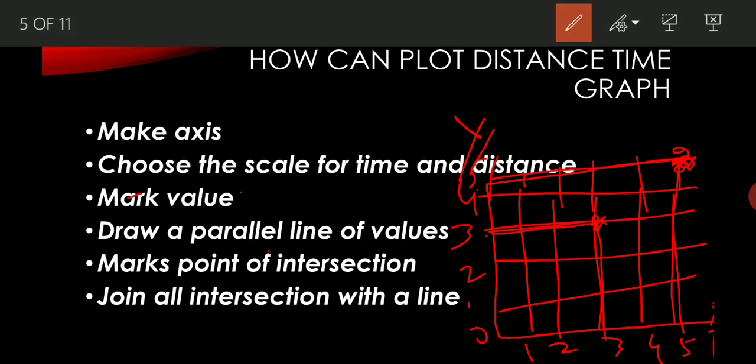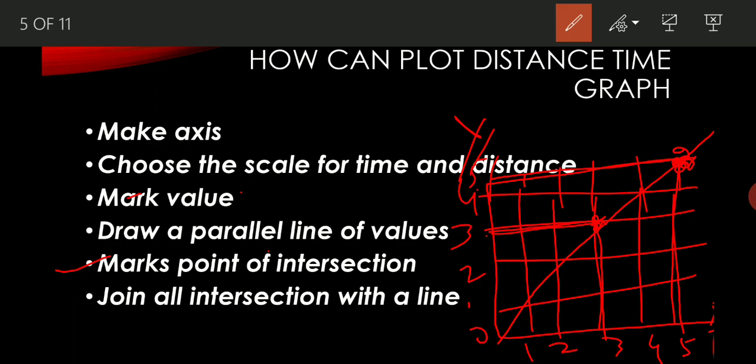Okay, now what you have to do, draw a parallel line to the values that we have marked. Now the next step is to mark the point of intersection. As we have marked one intersection and another intersection, now you have to join the intersections with a line. In this way you get a distance time graph. In this way we plot the distance time graph. Hope you are understanding how you have to plot the distance time graph.